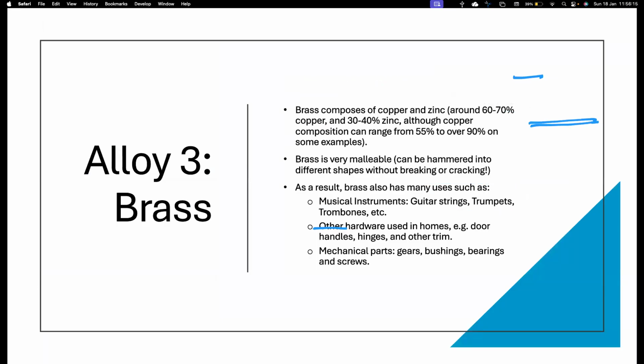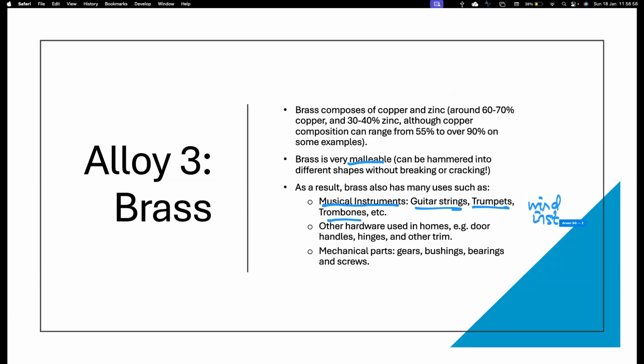Now, brass is a really key one. Brass has copper at around 60 to 70% and zinc at 30 to 40%, although these proportions can vary, as you can see on my presentation. Brass is very malleable and can be hammered into different shapes without breaking or cracking. It is also very resistant to corrosion. Because of these properties, brass has many uses, such as musical instruments like guitar strings, trumpets, trombones, and other wind instruments.